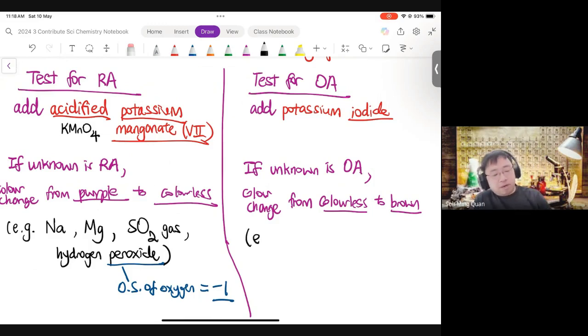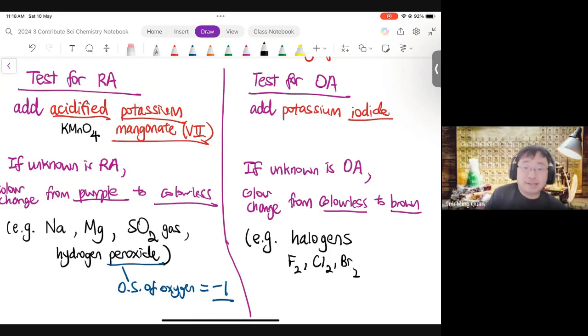Now, what are the common oxidizing agents we have in the lab? Very often, it's your halogens, meaning fluorine, chlorine, bromine. These are the common oxidizing agents in the lab. For example, chlorine gas, Cl2, is an oxidizing agent. We can test that easily by bubbling it into potassium iodide solution. It will change the color from colorless to brown.